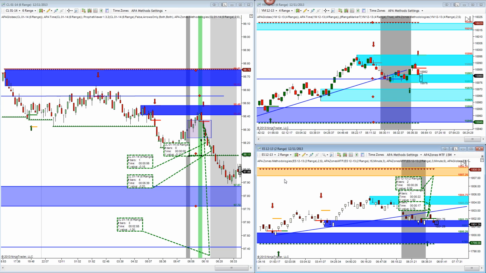Just got a short signal there on YM. That's why I think it's important to play the range, because if you're getting signals like this, scalp and play your range.